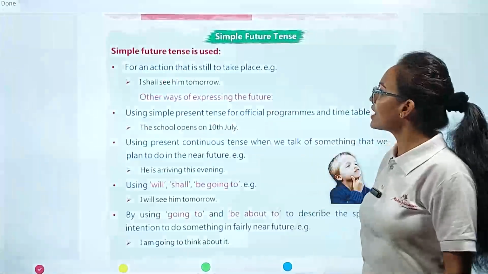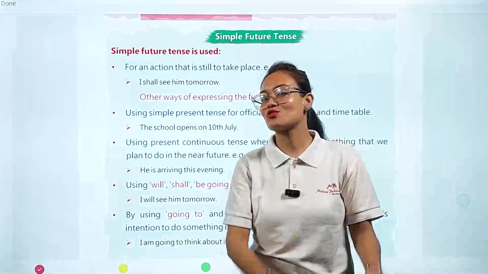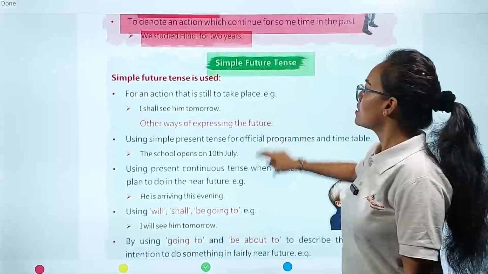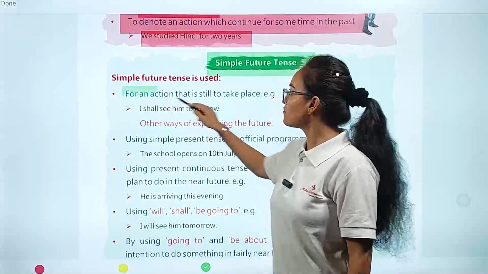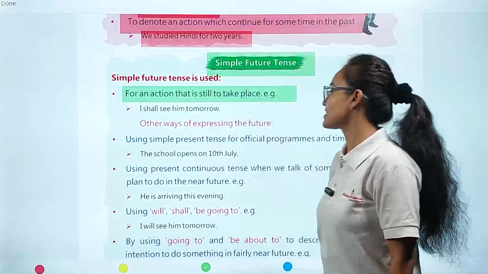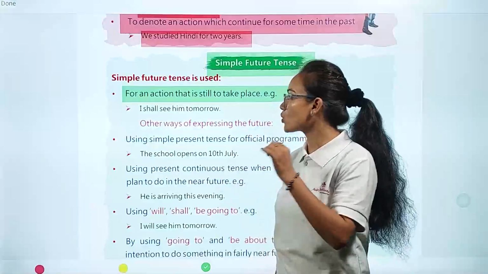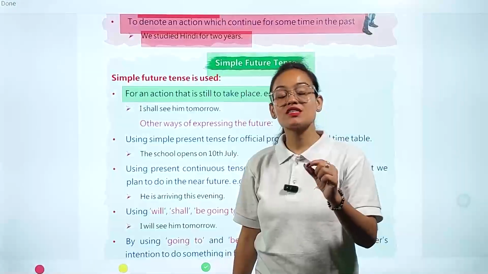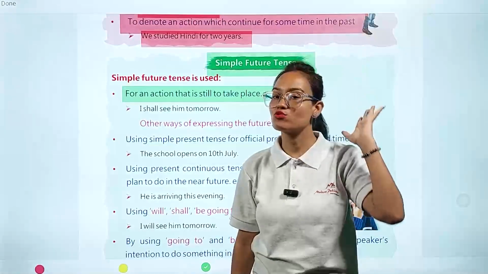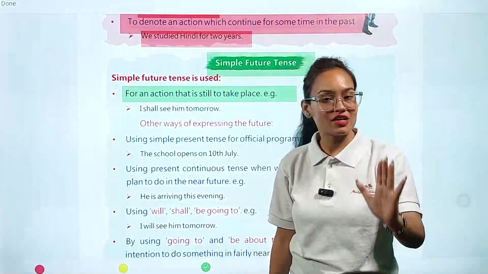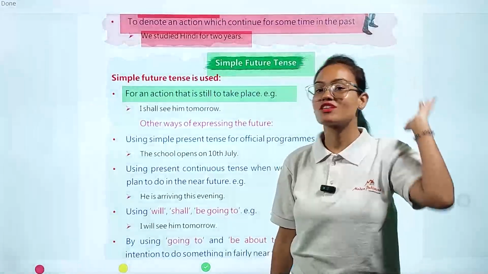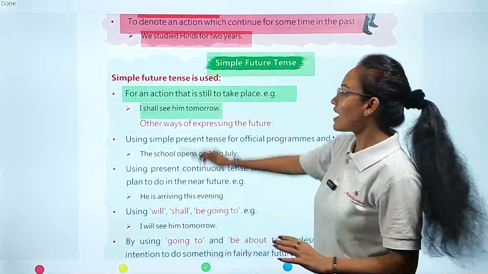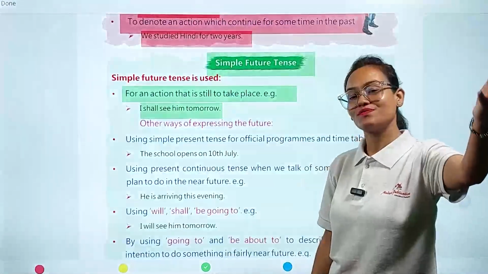Now we are going to see when we will use simple future tense. Let's see. Simple future tense is used for an action that is still to take place. Example, I shall see him tomorrow. So we use simple future tense when any action is still to be performed in the upcoming future, an action which is still pending. Example, you can say, I shall see him tomorrow. Here the action will be performed tomorrow.